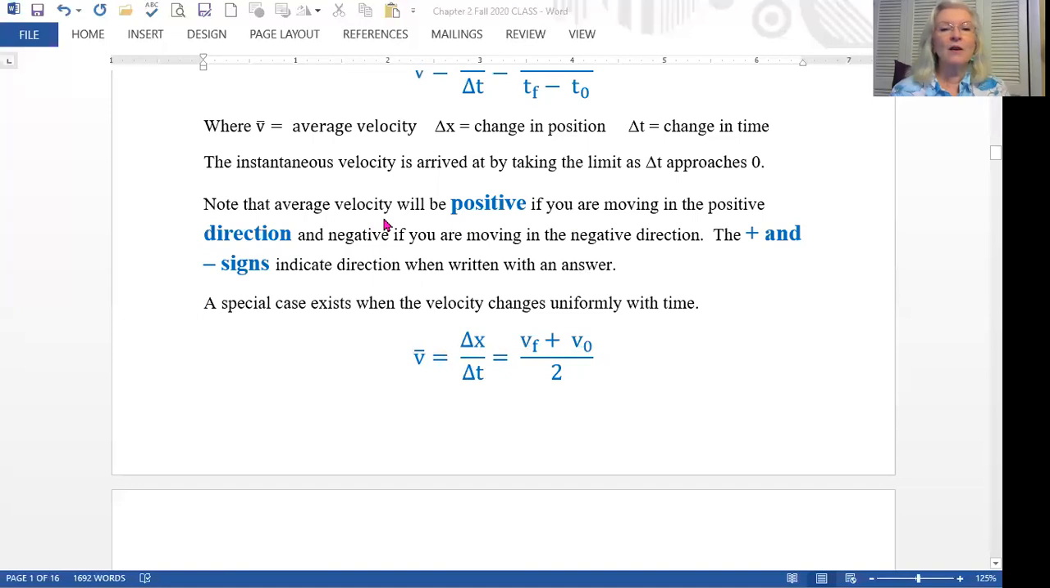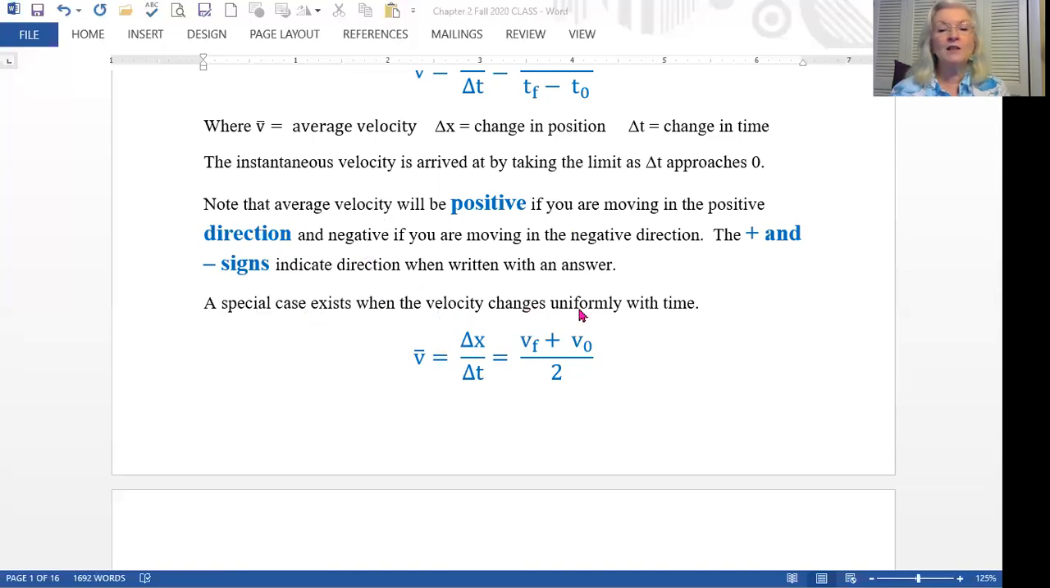So if your average velocity is positive, you're moving in the positive direction. If it's negative, you're moving in the negative direction. I promise we'll keep up with our plus and minus signs. Here's where my brain was going before our notes.